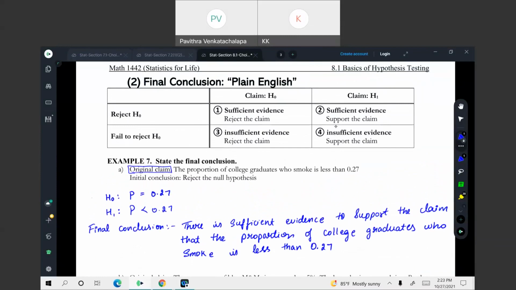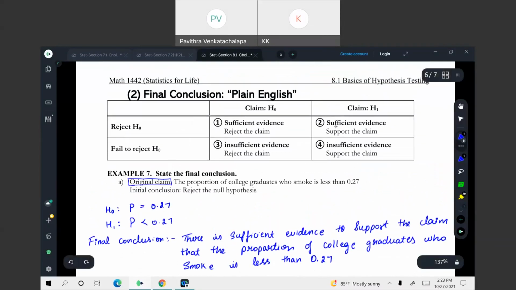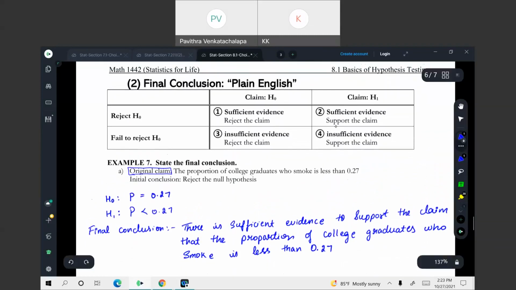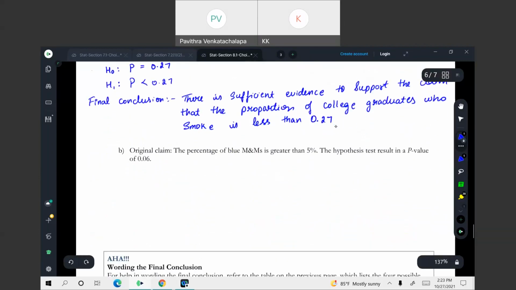So according to the initial conclusion, you're going to reject the null hypothesis. And how do you write that in the final conclusion? Use this table. Now here there is sufficient evidence to support the claim. That means you're going to reject the null hypothesis. So you'll be using this. Right. Now we will see another example.